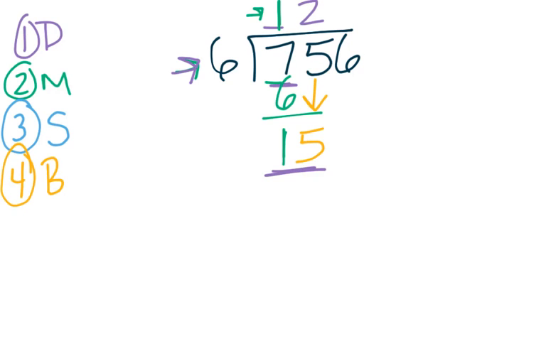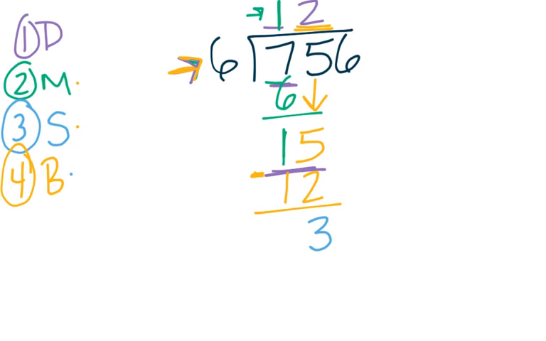Now I need to figure out, okay, how many of those 15 have I used? Do I have anything left over? In order for me to do that, I'm going to multiply. That's step number 2. I'm going to multiply my divisor times the number I just put on top. 6 times 2. That's 12. Step number 3 is to subtract. I have to figure out how many I have left. 15 minus 12 is 3. My fourth step is to bring down.